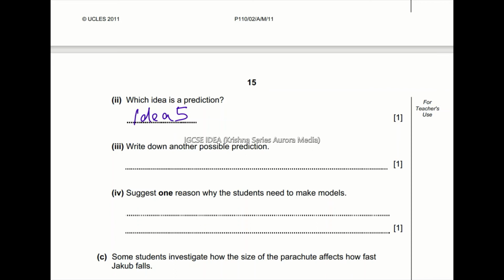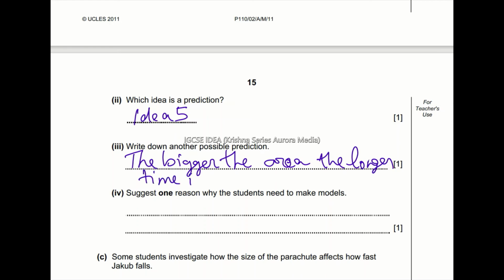Write down another possible prediction. Okay, there are many predictions. We just need to write down one. Okay, like say the bigger the area, the longer time it takes to fall.